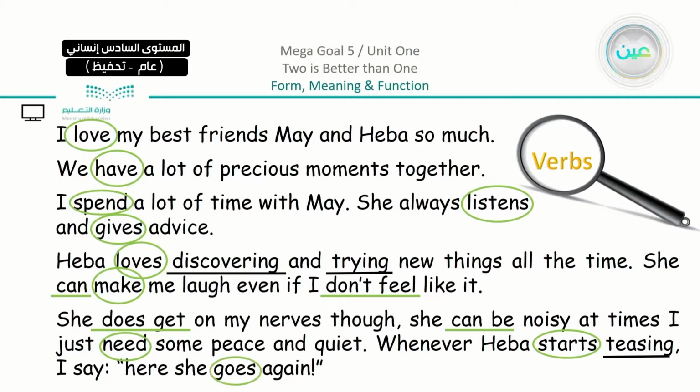And at the end we have here, "she goes again." Now if you notice, the verbs that I put a circle around have something in common. You can see that in the table here. Let's just try and see. We have, of course, "here she goes again." Just note this here, and we're going to get back to it.